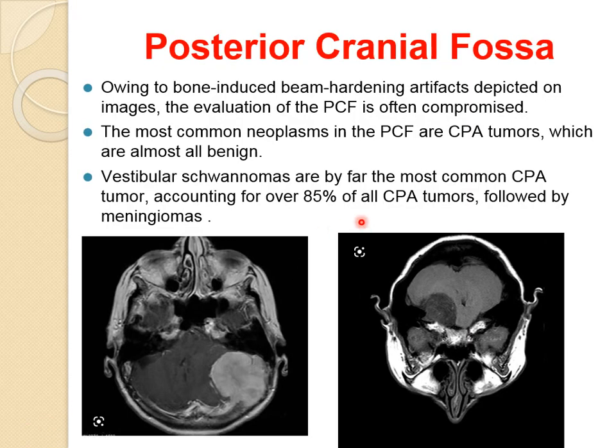Okay. We come to the posterior cranial fossa. Many lesions involve the posterior cranial fossa, and in the X-ray department they are mostly missed because of the beam hardening artifact that we see. So we must evaluate carefully. The most commonly involved lesions in the posterior cranial fossa are the CP angle tumors, like vestibular schwannoma, the most common tumor, about 85%, followed by meningioma. This one is what? Meningioma. This is a meningioma.